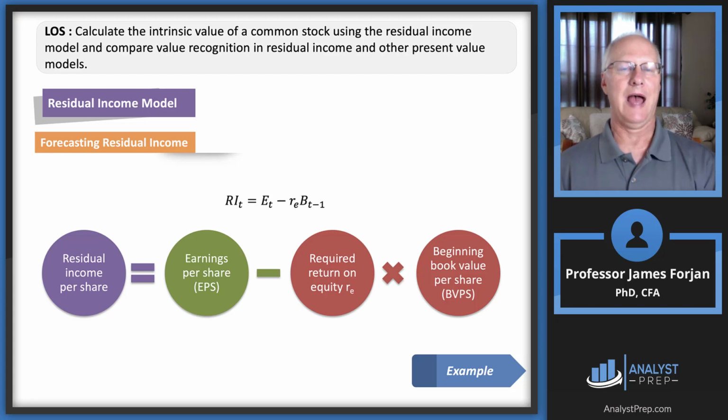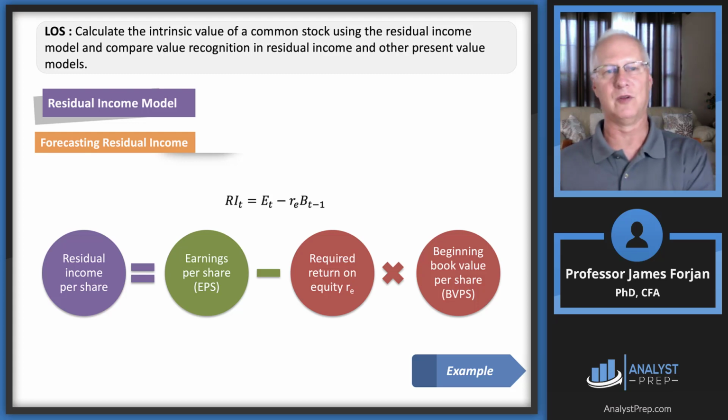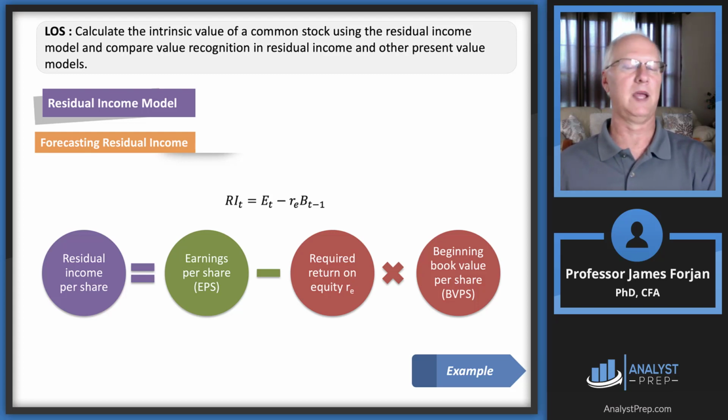This LOS asks us to calculate, which we love calculations, right? Intrinsic value using this model. All right, so what we're going to do is estimate future cash flows. What did we do a couple of readings ago? We estimated those future dividends. What did we do in the last reading? We estimated free cash flow. Remember all that free cash flow to equity, free cash flow to the firm. And now we're going to do the same thing, but in this case, we're going to estimate residual income. And then look at the last part of that LOS, other present value model.